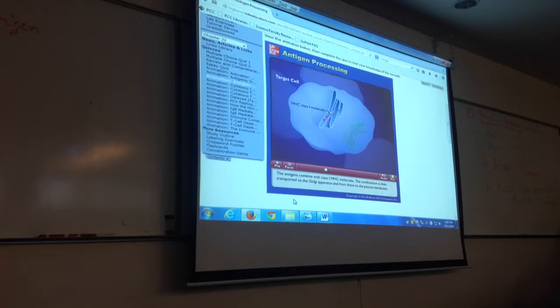The combination is then transported to the Golgi apparatus, and from there to the plasma membrane. Foreign antigens presented on class 1 MHC molecules stimulate cell destruction by activated T cells. Self-antigens are not recognized by the T cells and do not stimulate cell destruction.